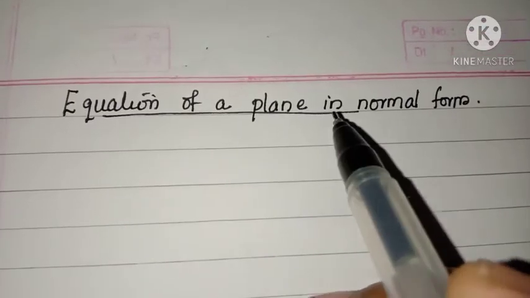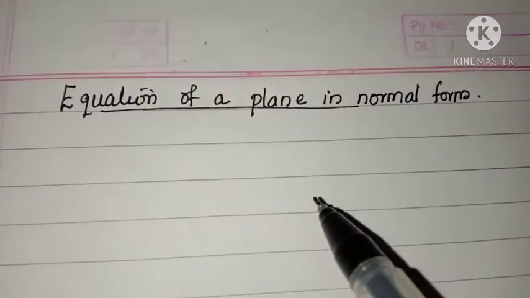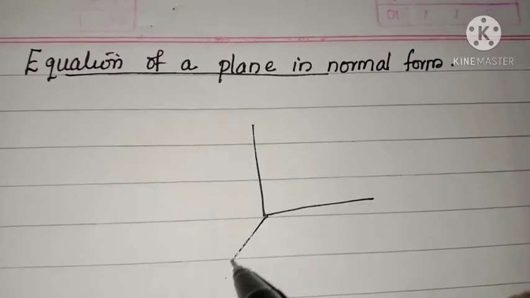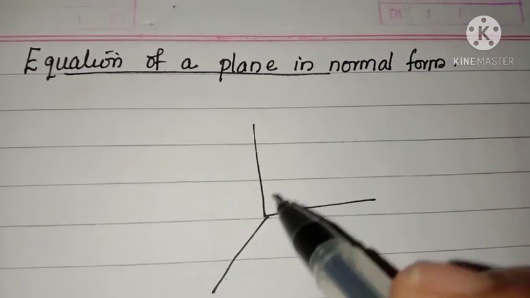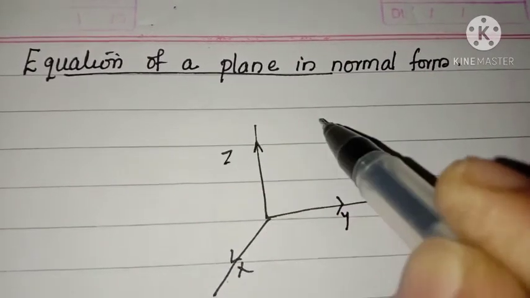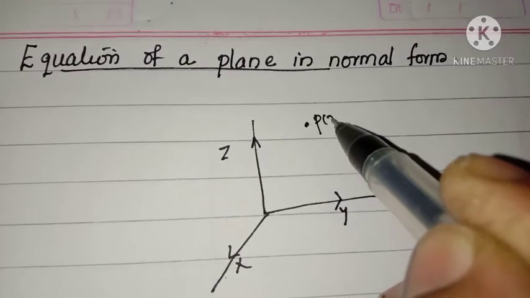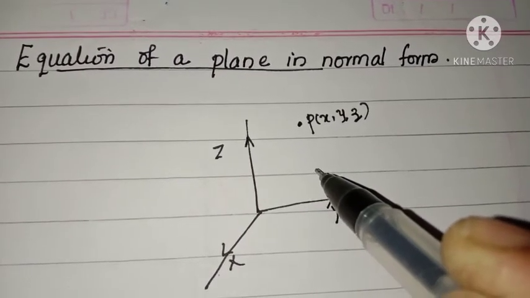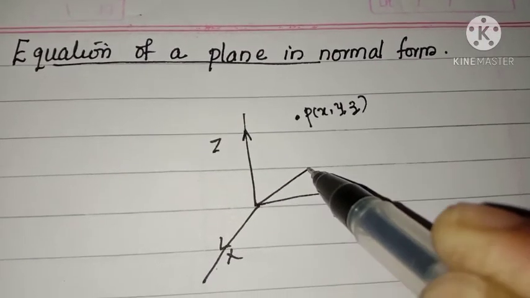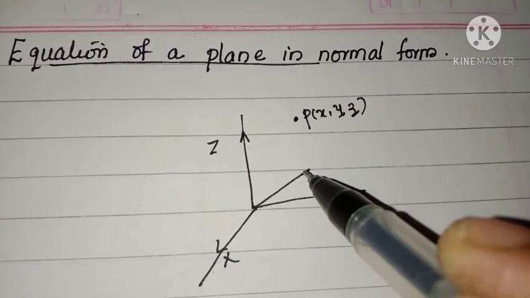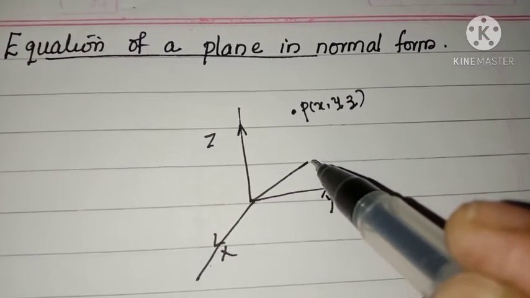Equation of a plane in normal form. Suppose there is a plane. Just imagine the x axis, y axis and z axis. P is a point in the plane, and take a point N such that ON is the perpendicular. ON is the perpendicular from the origin to this plane.